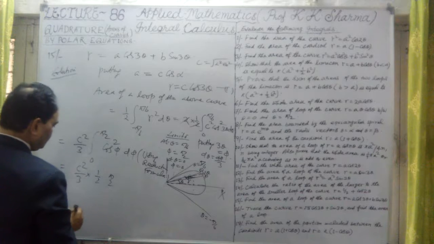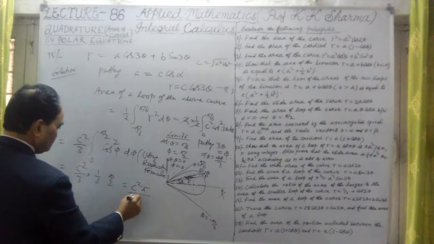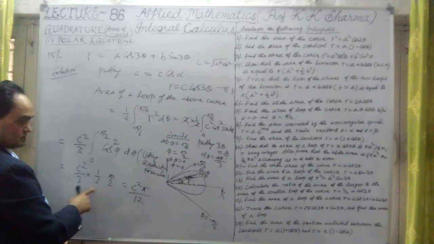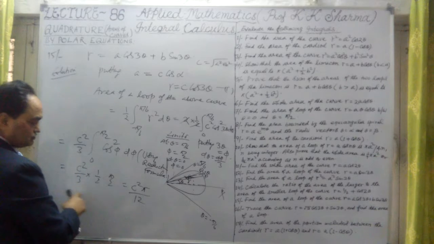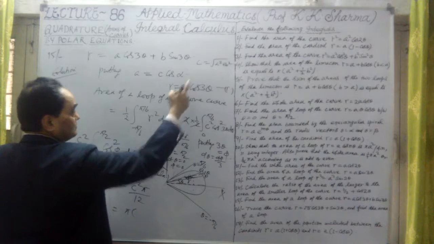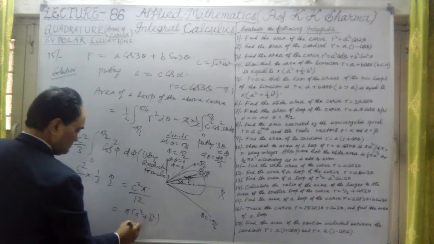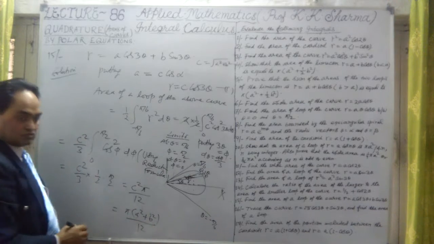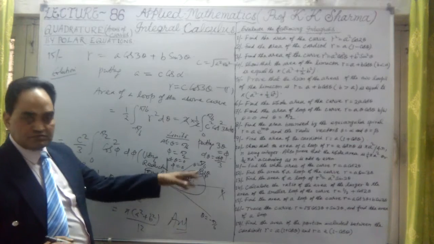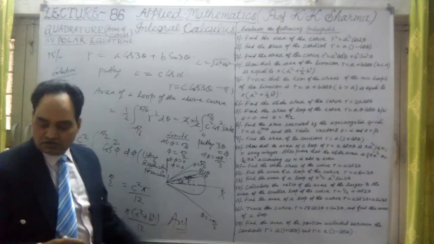So this is equal to c square into pi upon 12. Okay, so pi c square upon 12. And c square is what? c square is a square plus b square, so it is (a square plus b square) divided by 12. So this is the final answer. The area of this loop is pi (a square plus b square) upon 12. Finally, this is the answer.